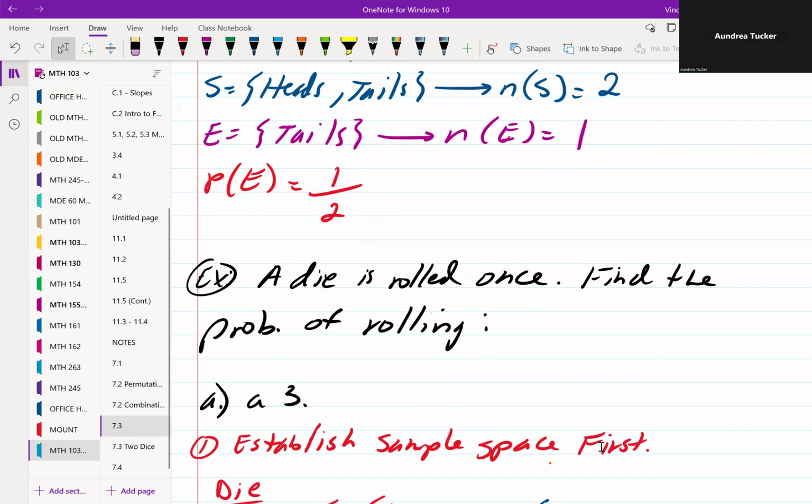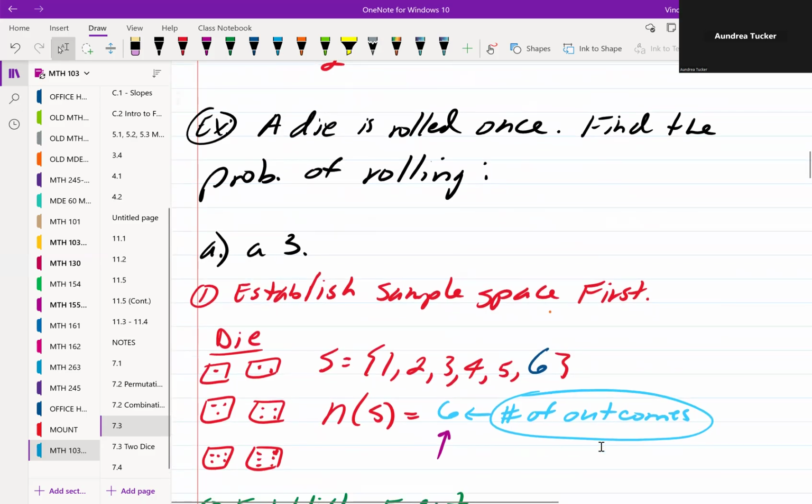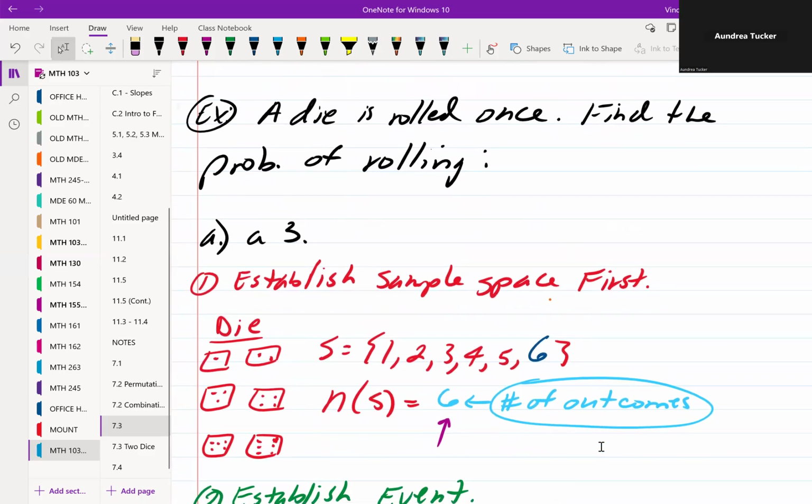All right, so let's look at this first real example. A die is rolled once, find the probability of rolling a 3. So we want to know the probability of rolling a 3. First thing we want to do is establish our sample space. These would be the steps that you take for all of the probability problems. You always want to establish your sample space first. It's always the easiest way to go about doing so.